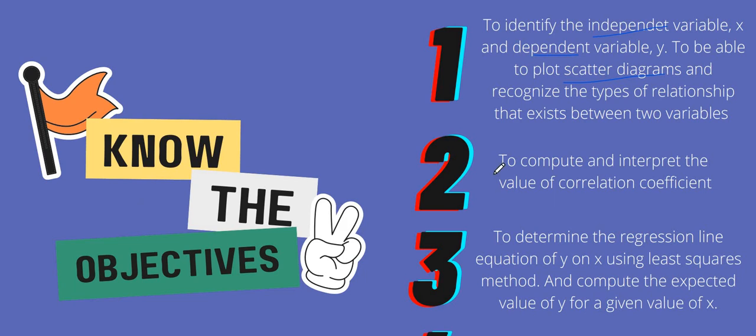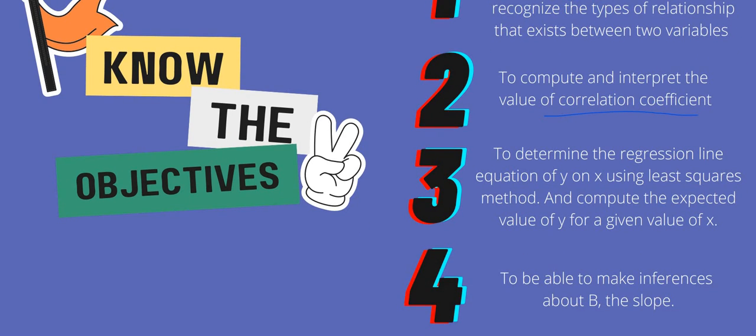Then objective number 2 is to compute and interpret the value of the correlation coefficient. This will also be explained in this video. The third one is, in the end of the chapter, you will be able to determine the regression line equation of y on x using the least squares method. There is a method that we will use to find the regression equation, and then we will compute the expected value of y for a given x.